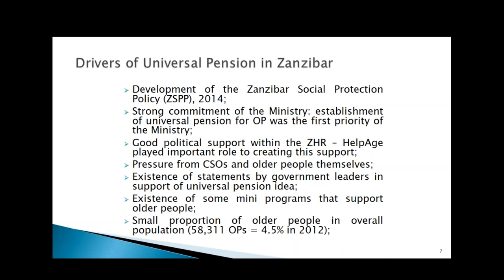Before that, we have a bit of an introduction about the program.